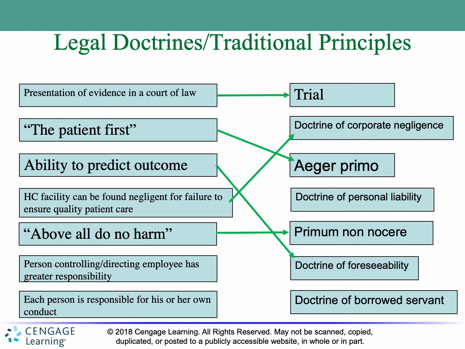Person controlling or directing employee has a greater responsibility. Which doctrine is that? That is called the doctrine of the borrowed servant. So the person controlling or directing the employee, let's say the surgeon. The surgeon controls and directs us as the SurgTech. According to the doctrine of the borrowed servant, that surgeon has a greater responsibility than even the hospital itself. And then lastly, each person is responsible for his or her own conduct. That is the doctrine of personal liability.